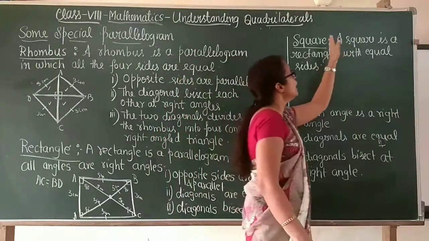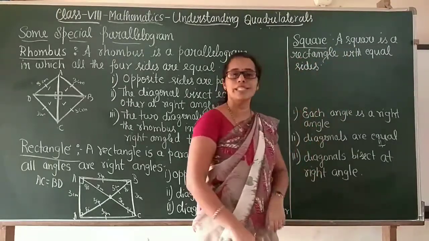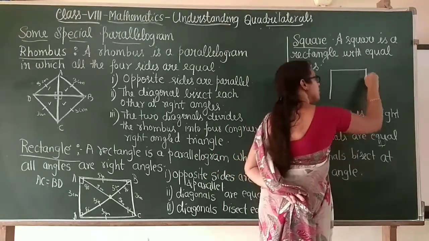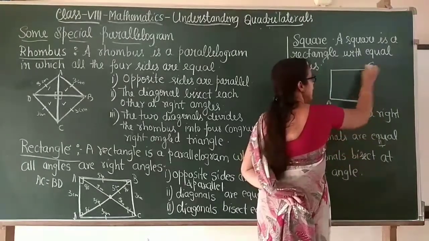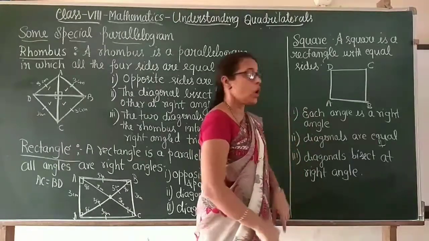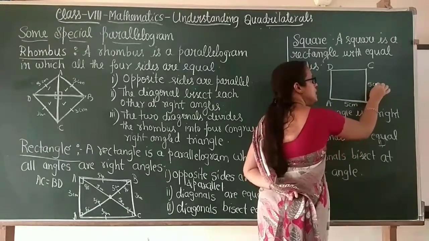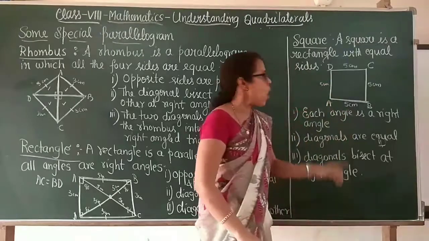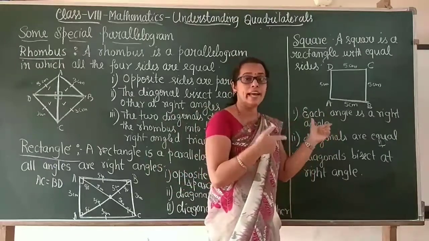What do you mean by a square? A square is a rectangle with equal sides. Let us draw the square, children. ABCD is a square. Why is it called a square? Because here all sides have equal length. If it is 5 centimeter, this is also 5, this is also 5, and this is 5 centimeter. All sides are equal in a square. So that's the difference between a rectangle and a square.